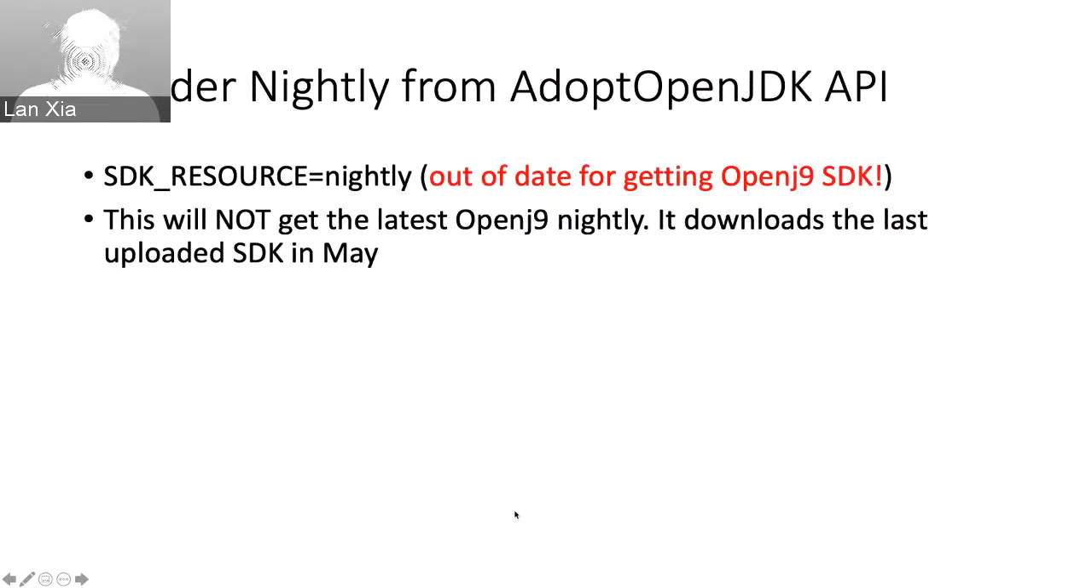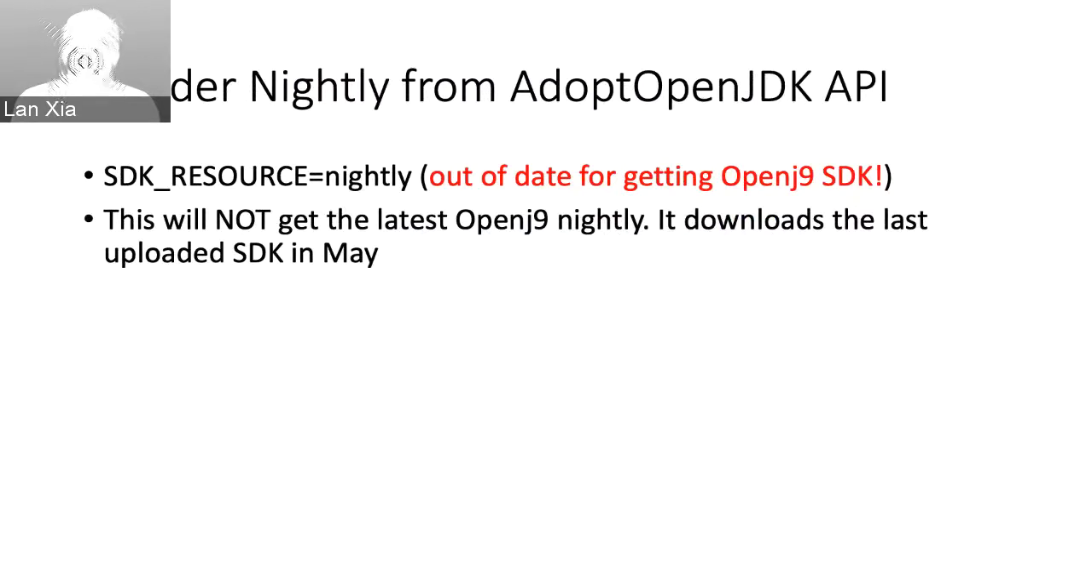However, this is outdated for OpenJ9 SDK. Some of you may already know that the Adopt OpenJDK API, which is what nightly actually points to, does not have the native OpenJ9 nightly SDK anymore. It will not give you an error if you use it. It will just download the last uploaded SDK, which is back in May. So this has caused some confusion. I want to clarify here today that you cannot use SDK resource equal to nightly at this point.